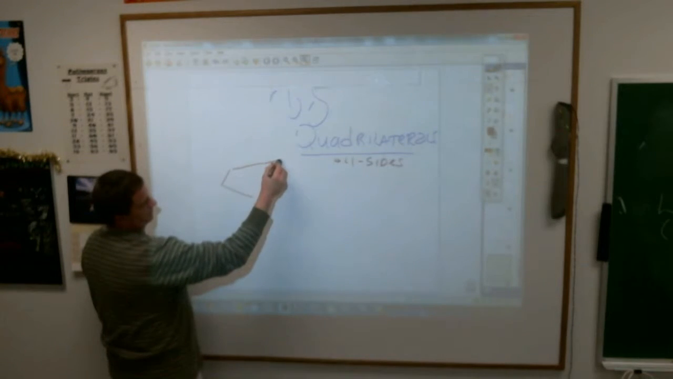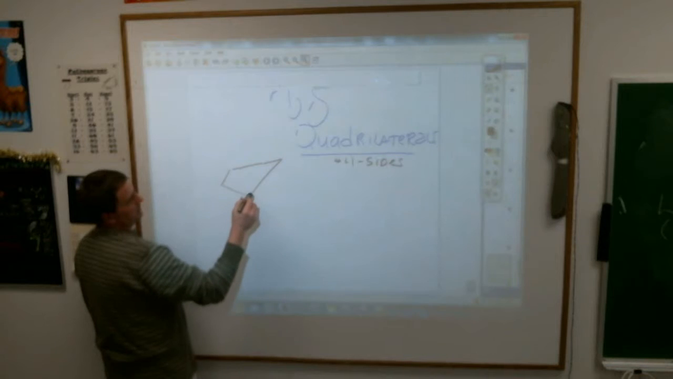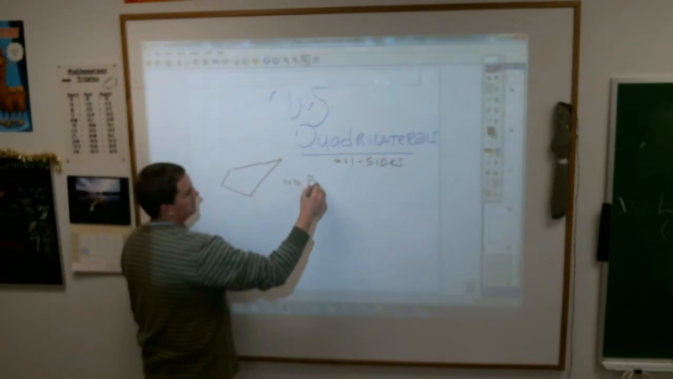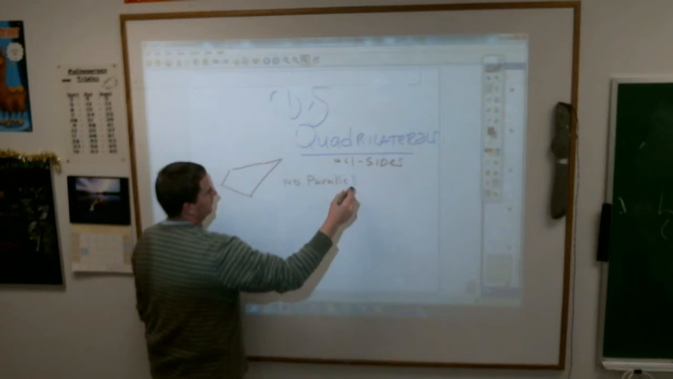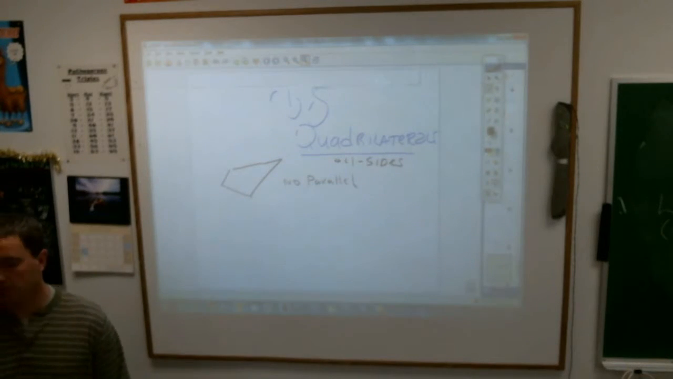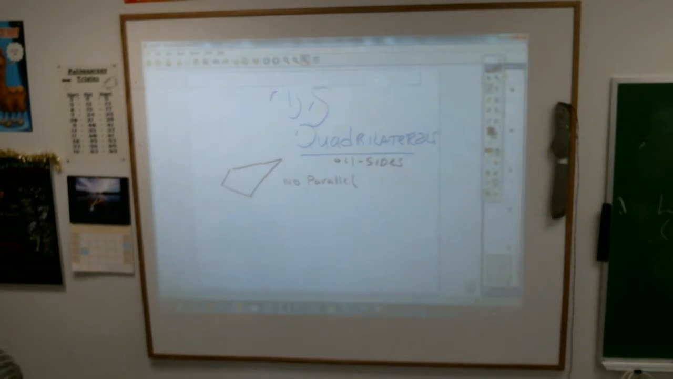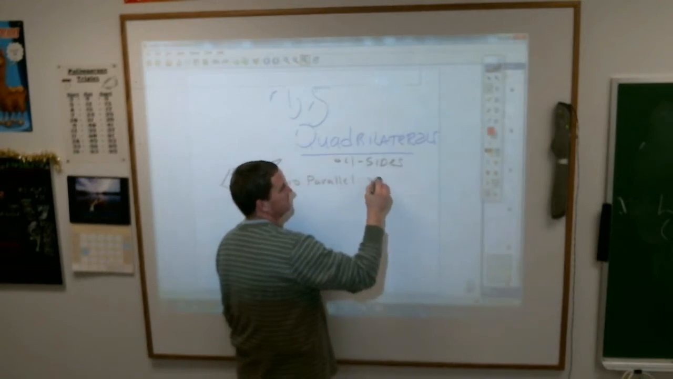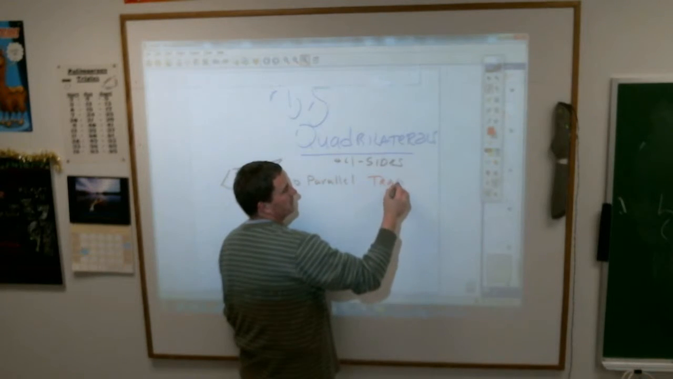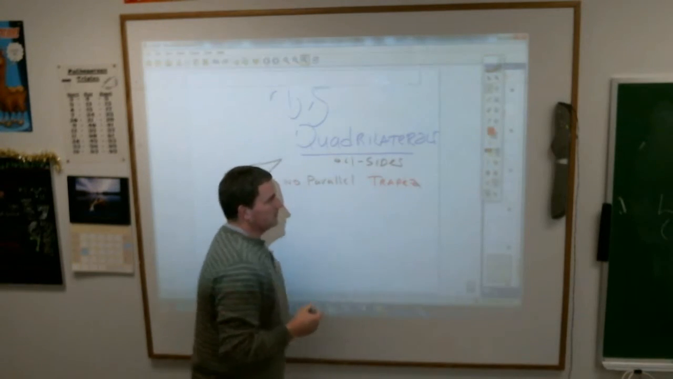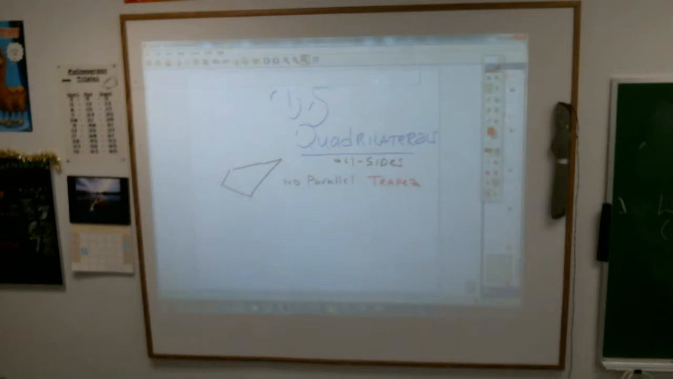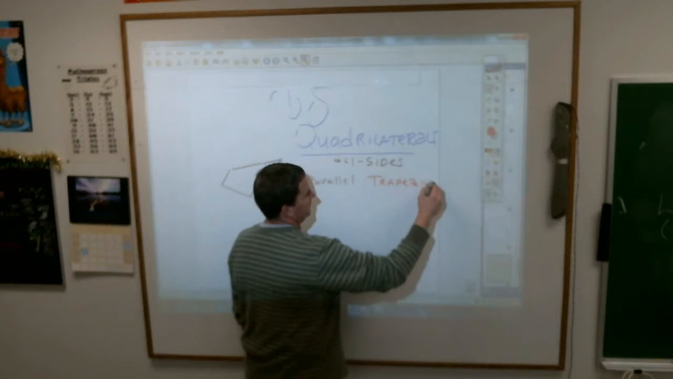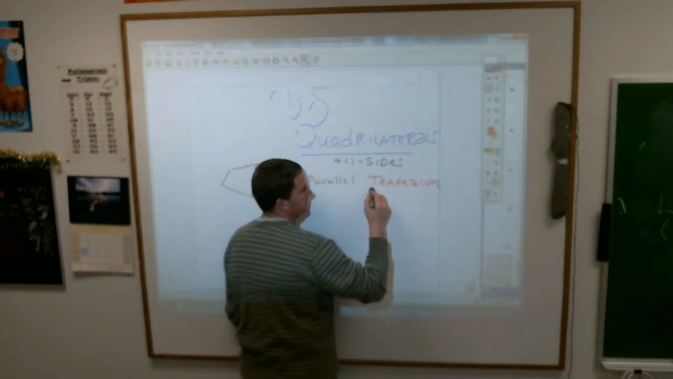Should make this really long. No parallel sides. Four sides with no parallel sides. In our world, we call that, and this may be the only time in your life you ever hear this word, a trapezium. Trapezium, which doesn't even make sense because it doesn't even look like a trapeze. Trapezium.